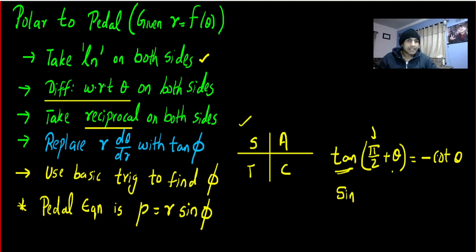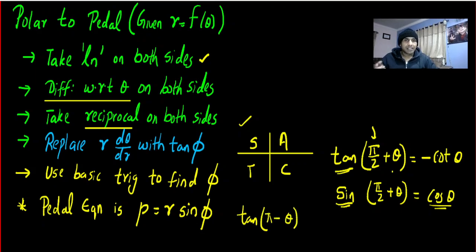Or can you tell me what is sine 90 degree plus theta? That will be cos theta because in the second quadrant sine is positive but we need the co-function, so we got cos theta. And what about tan 180 degree minus theta? It's a second quadrant. In the second quadrant tan is negative, so we end up like minus tan theta, etc, etc. So make sure you're very good with the basic trigonometry, otherwise it will be difficult for you to find the value of phi.